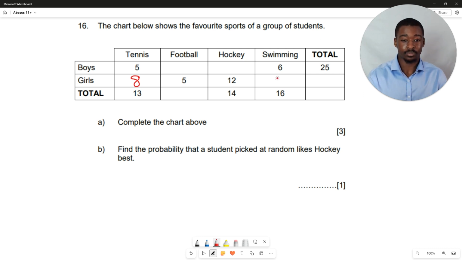Same thing for swimming. This has to be 10 because 6 plus something equals 16. And now we have a few less unknowns, and we can work out the total for girls. We have 8 plus 5, giving us 13. 13 plus 12, giving us 25. 25 plus 10, giving us 35.